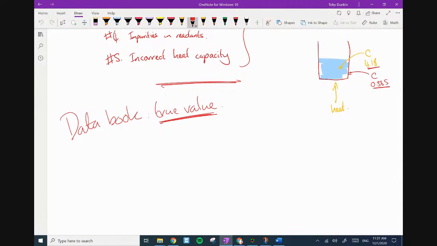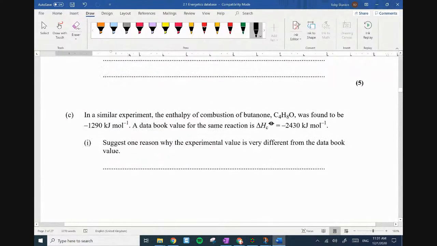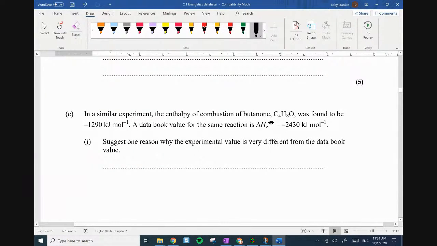For example, with bond data, which we did last lesson, we realize that the bond data is actually mean bond data. What that means is the bond is averaged over a range of compounds. So it's slightly off from the true value, and we get this quite commonly. And in this particular scenario, in a similar experiment, the combustion value was found to be this. The data book is twice the size. Suggest one reason why the experimental value is very different from the data book.